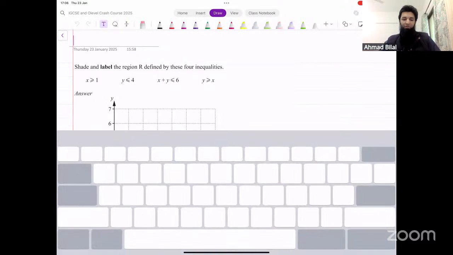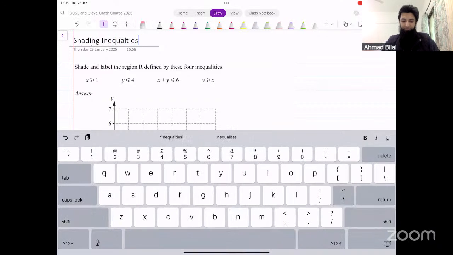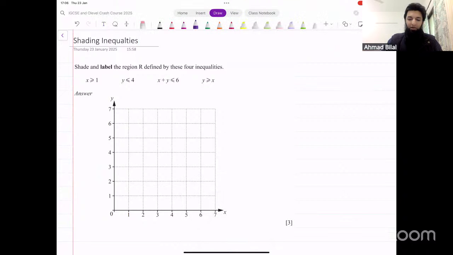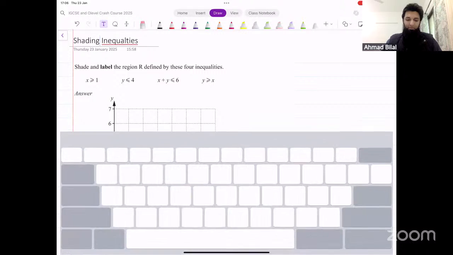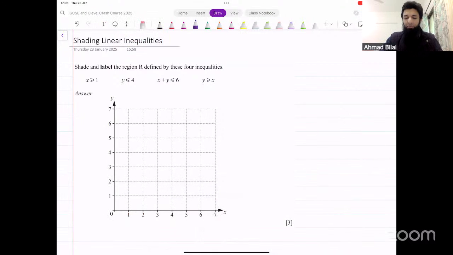Okay, now it's a small concept. Let's discuss this next. Shading inequalities. And it would be linear inequalities. Linear means that the power on x and y is going to be 1. Okay, we won't be having power 2 or 3 here. It'll just be 1.